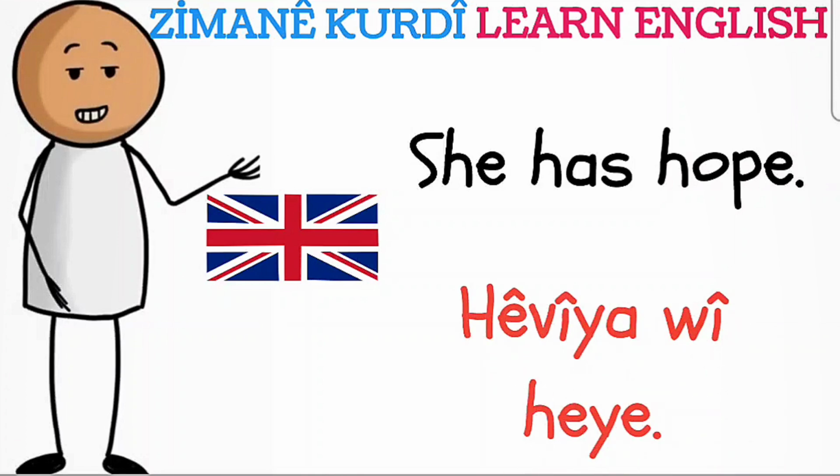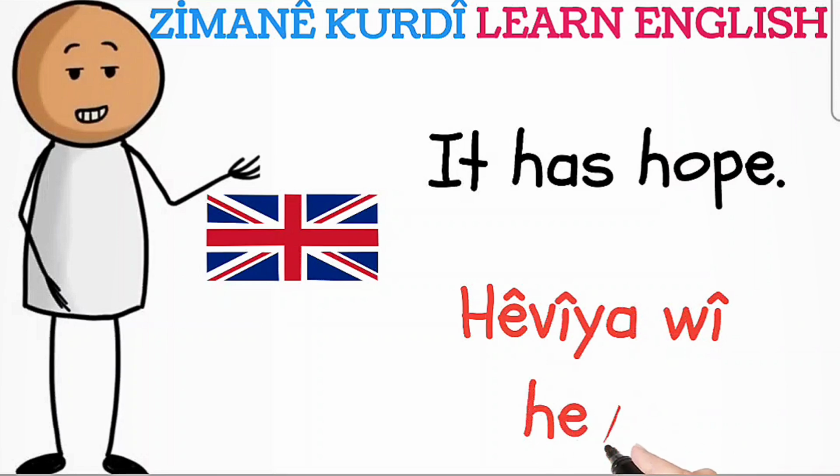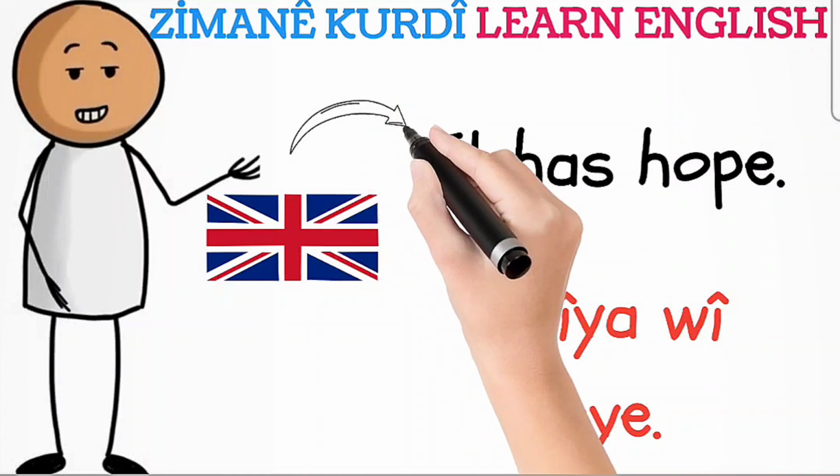She has hope. Heavy of we here. She has hope. It has hope. In English, it has hope. In Kurdish, heavy of we here. It has hope. It's hope.